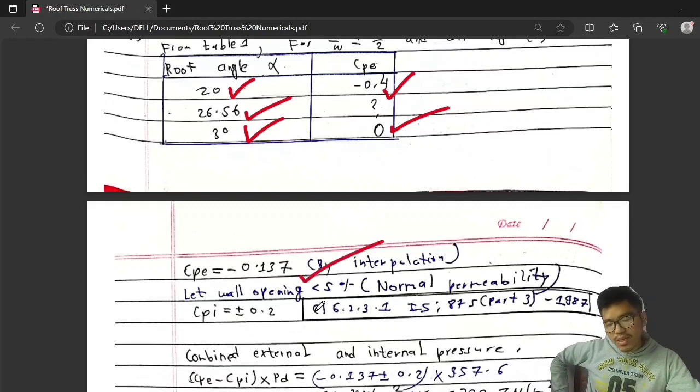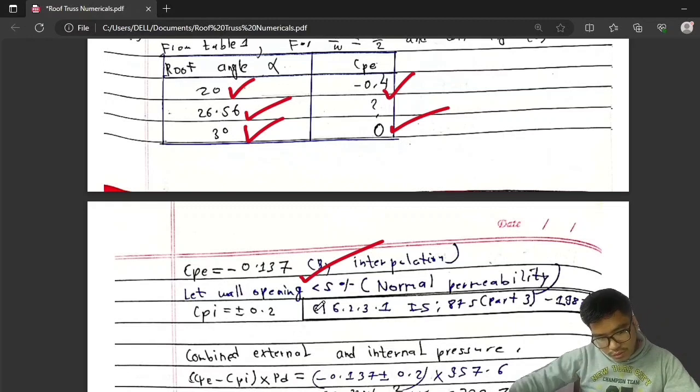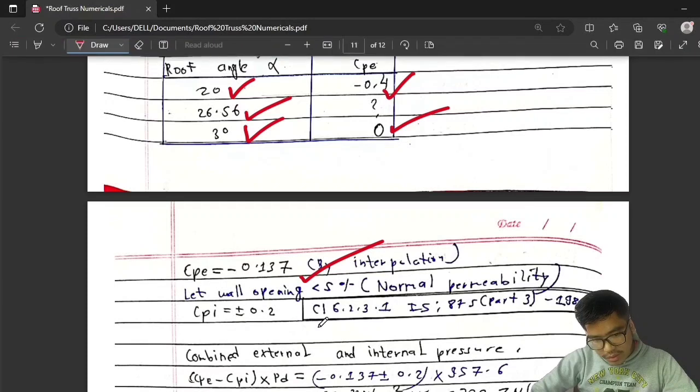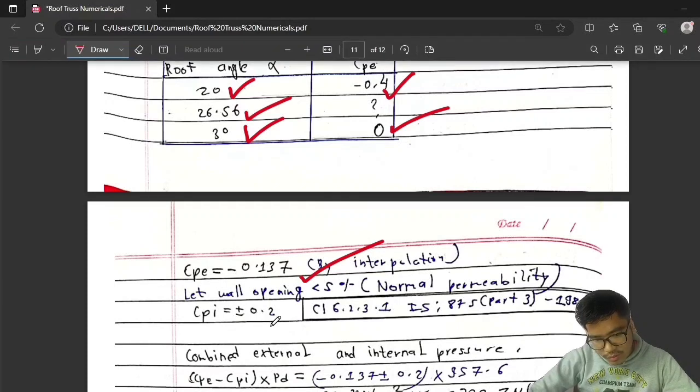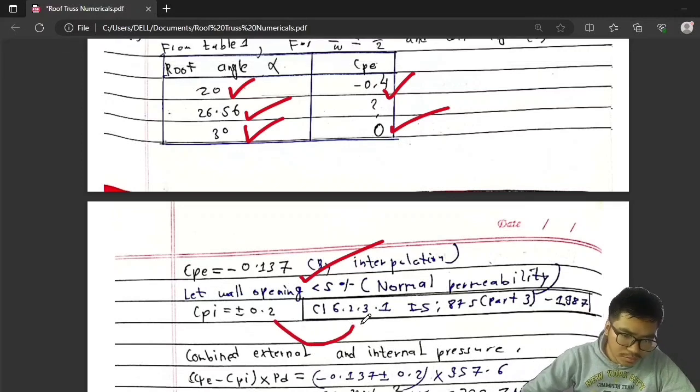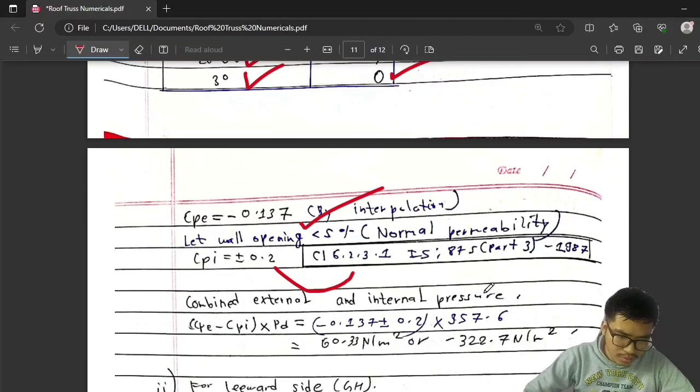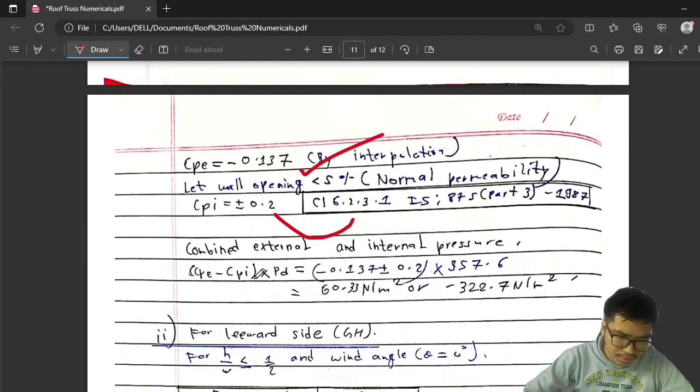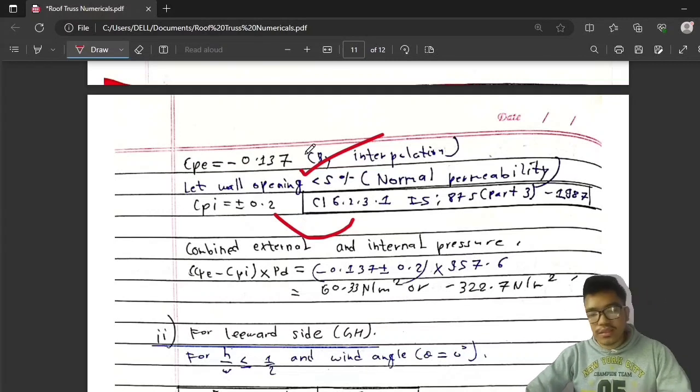and the value of CPI is not given in the question. So we assume wall opening as less than 5%, that is normal permeability, and for normal permeability CPI is plus minus 0.2, which you can find in clause 6.2.3.1 of this IS code. So combined external and internal pressure is given by this formula. When positive it is 60.33, and taking negative value it is minus 22.7, and this is the case for windward.